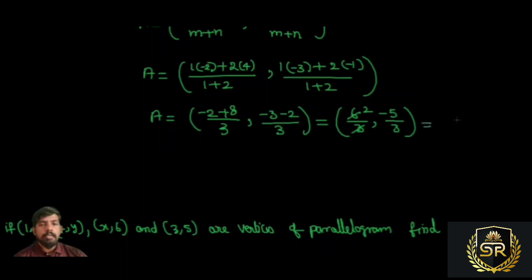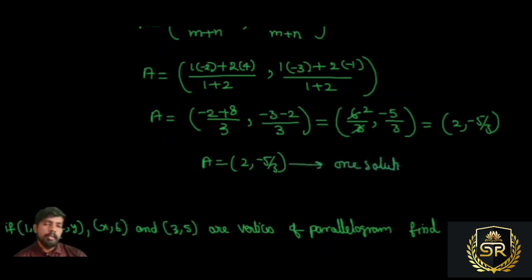We can't cancel this. That's the reason we just put it as it is, -5 by 3. So this A point is (2, -5/3), one solution. Okay, one solution. Next, one more solution.